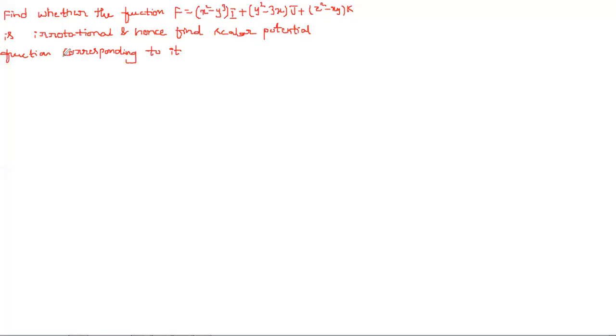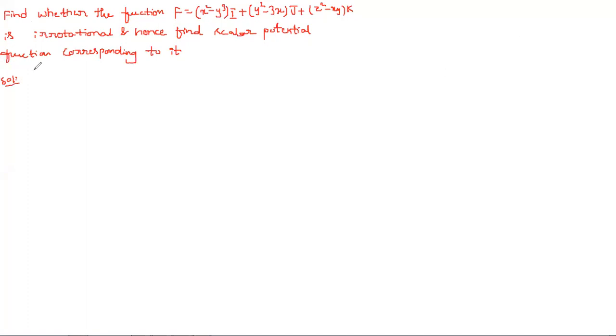So this is a question, right? So this is the one we wrote. Find whether the function f is irrotational, and hence find the scalar potential function corresponding to it. So first of all, that vector must be irrotational for finding a scalar potential function. We need to check whether it is irrotational or not.